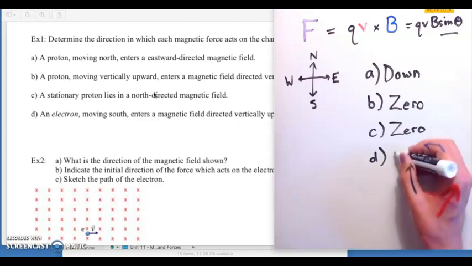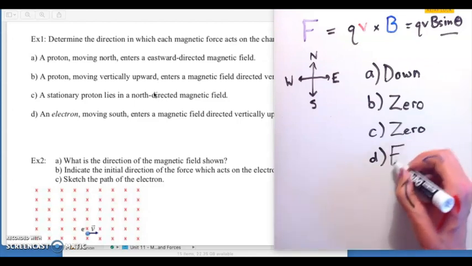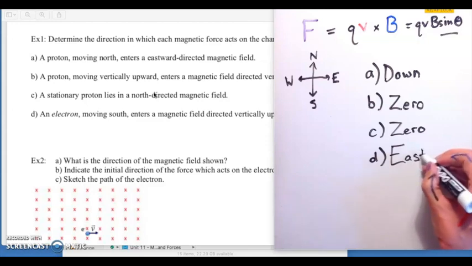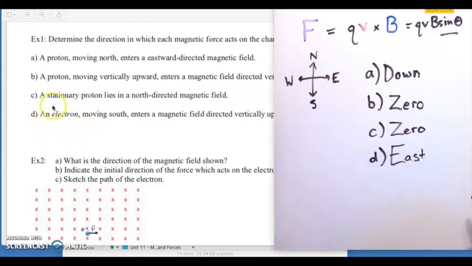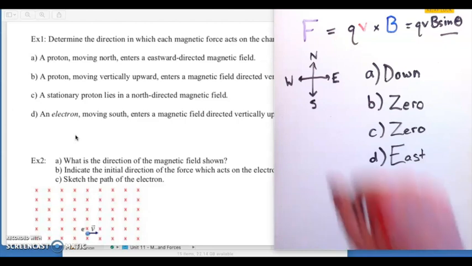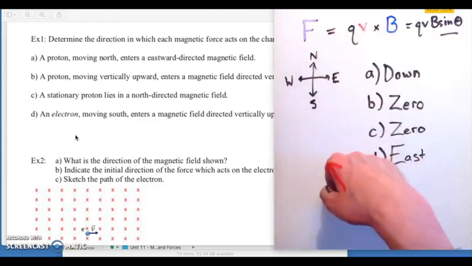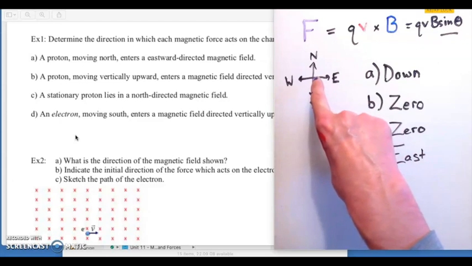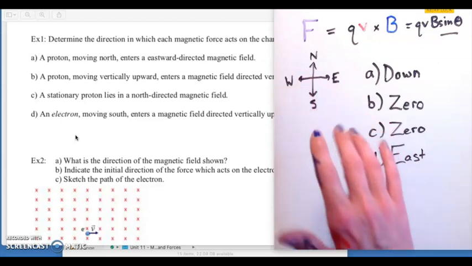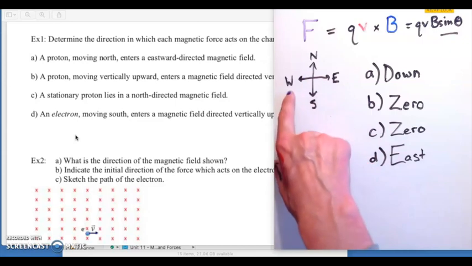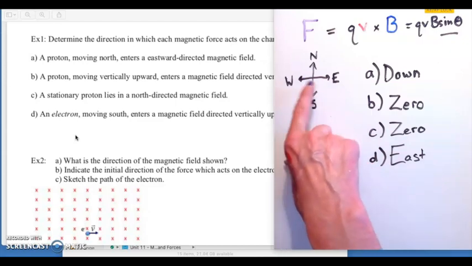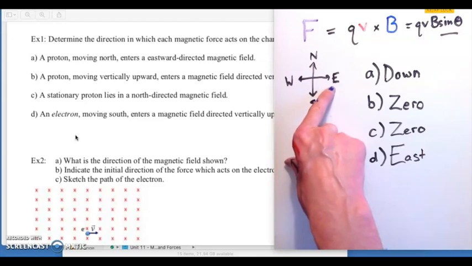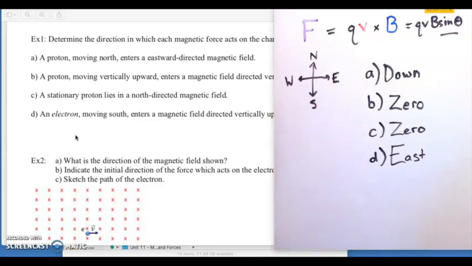And the correct answer is, therefore, east. What? Why is it east? Well, the reason it's east is because it said it was an electron. Electrons are negatively charged, which means that you reverse all of your answers. Whichever way a proton would go, that's the opposite of the way that an electron would go. I had southward velocity and a field vertically upward, and using the right-hand rule that gave me a force to the west, but I have to reverse the answer because it was an electron, and therefore it goes in the opposite direction.